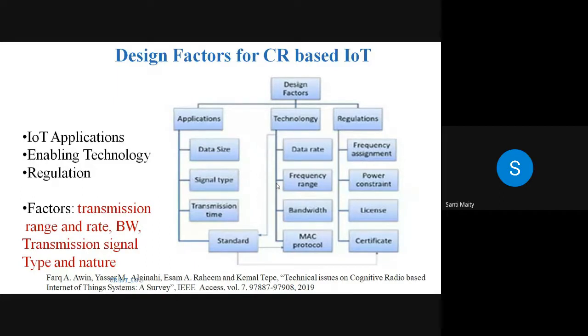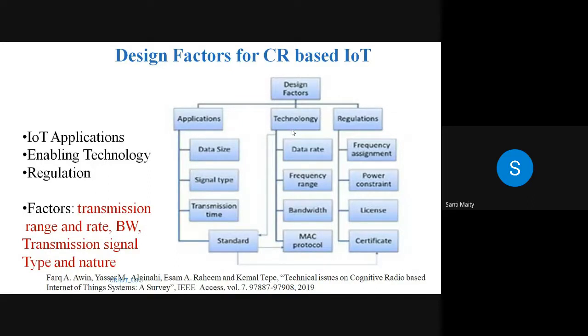So the enabling technology factors are transmission range, how much coverage zone, whether it is a few meters or 100 meters; the data rate, whether we are transmitting some kbps or megabits; bandwidth; and transmission signal nature and type. Signal type means whether it is analog or digital signal transmission, because, as we know, digital signal has certain advantages but requires large bandwidth compared to analog transmission. And nature means whether we need continuous or intermittent data transmission. So these are the factors. Applications: whether it is a narrowband or wideband application. Technology: whether it is low range or wide range coverage. Whether it is a low data rate or large data rate transmission. And of course, there is legacy.